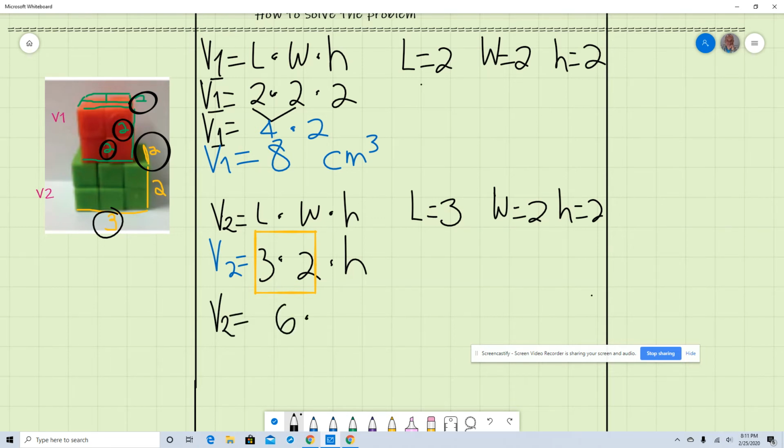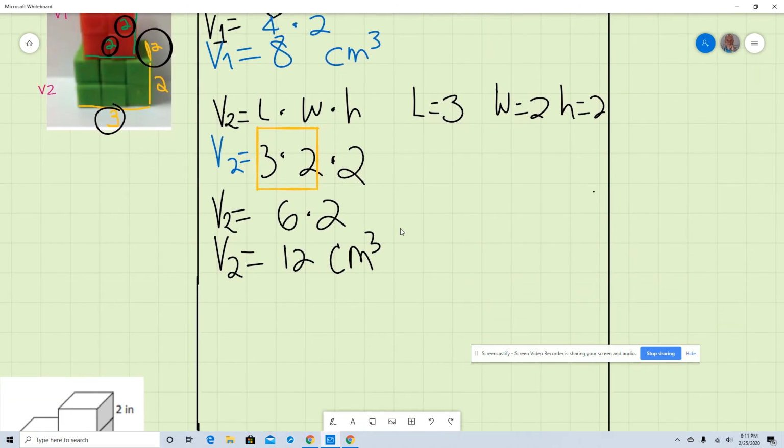Oh, I forgot to do the height on this one. Let me erase the h. And that should be a number by now. That should be a 2. So now we're going to multiply by 2. Volume 2 equals 6 times 2 equals 12 cubic centimeters. So now we need to find the total.